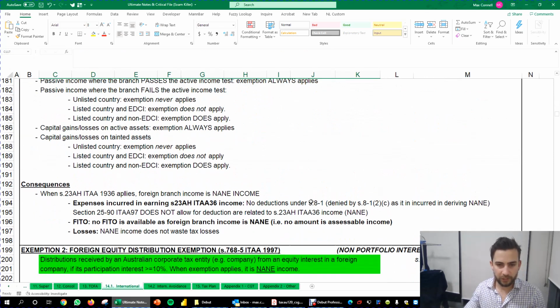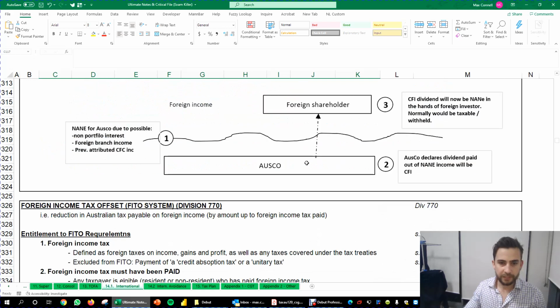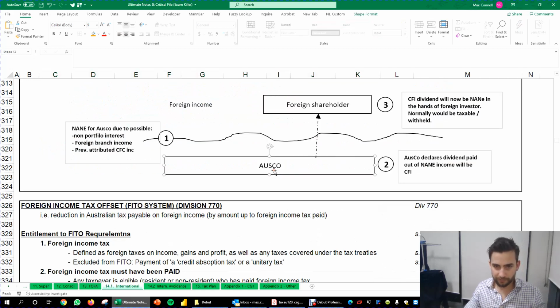Any of these situations which result in non-assessable, non-exempt income. So that's where we're at. OzCo's got non-assessable, non-exempt income. Situation 2. OzCo declares a dividend paid out of non-assessable, non-exempt income, and they actually say to the ATO, this is going to be CFI.